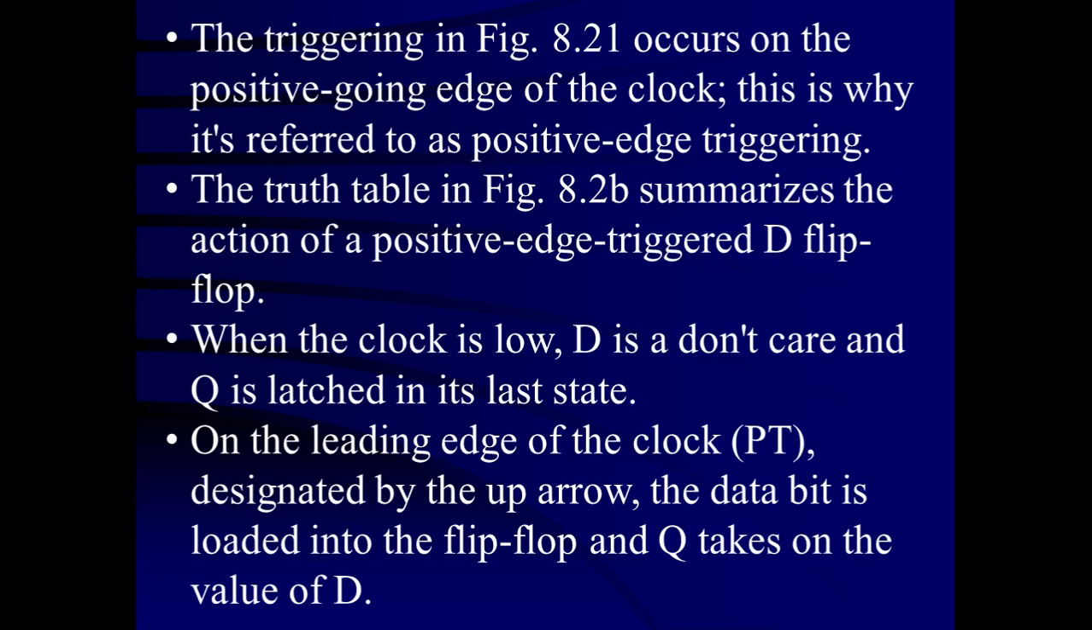When the clock is low, D is don't care and Q is latched in its last state. That means Q does not change. On the leading edge of the clock pulse, that is positive transition designated by the up arrow, data bit is loaded into the flip-flop and Q takes on the value of D.